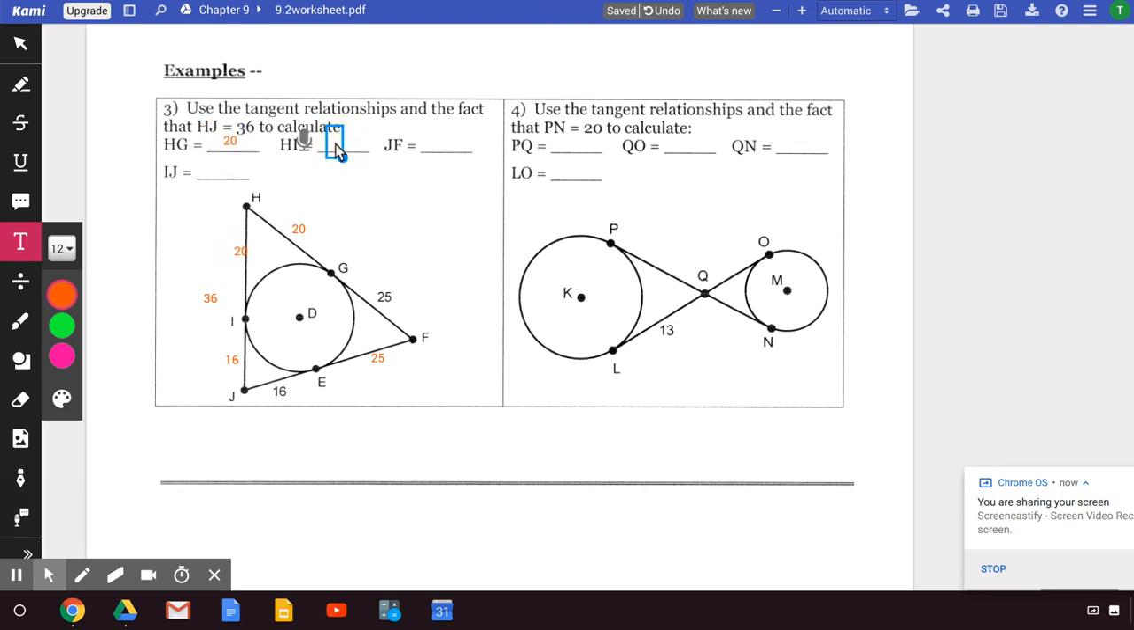HI is 20. JF, I can simply add 16 and 25 to get the length of JF. That's 41. And then IJ, since it's congruent to JE, is 16.